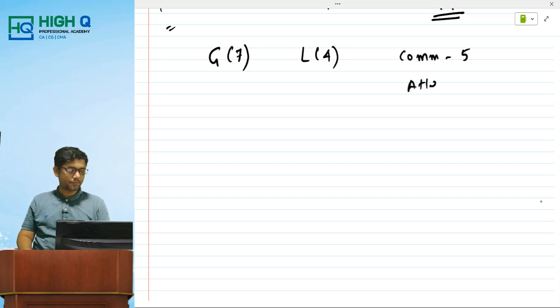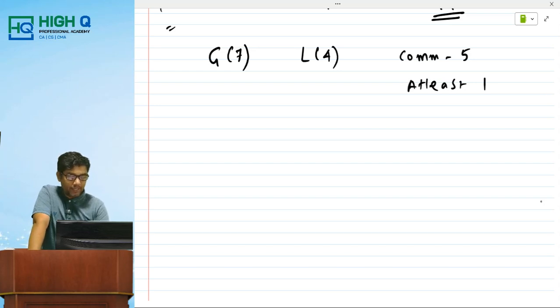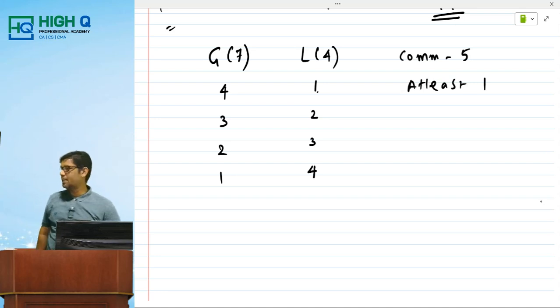How many gentlemen? Ladies? Committee? At least one. What is at least one, my dear? The committee can have one lady, or two ladies, or three ladies, or four ladies, or five ladies, not possible, maximum 4. If one lady means how many gents? Is that right, my dear? These are the combinations.